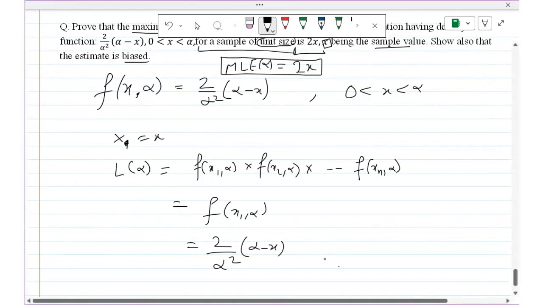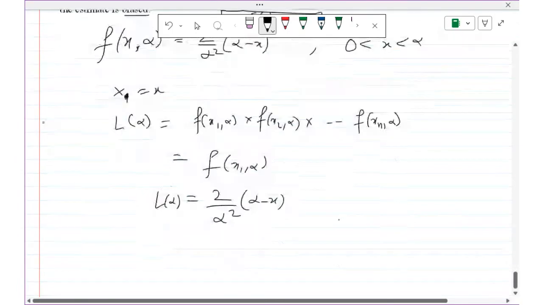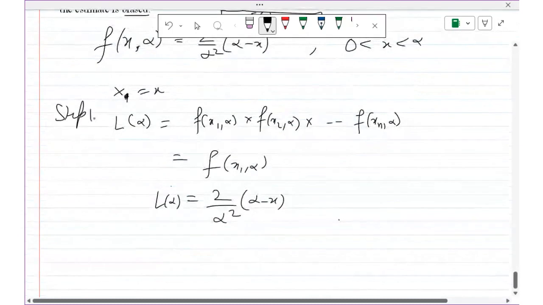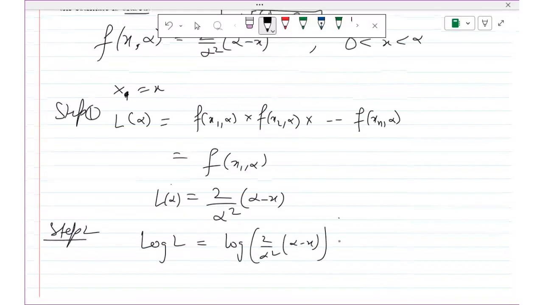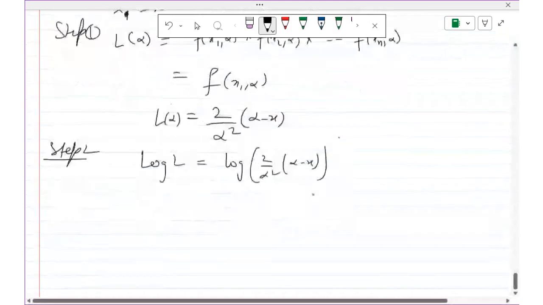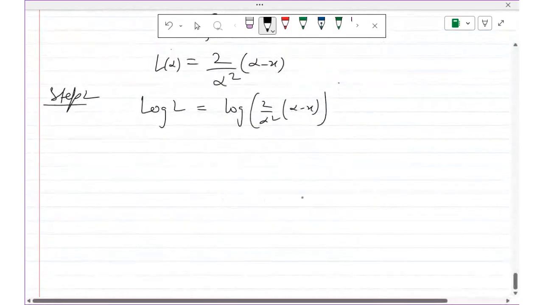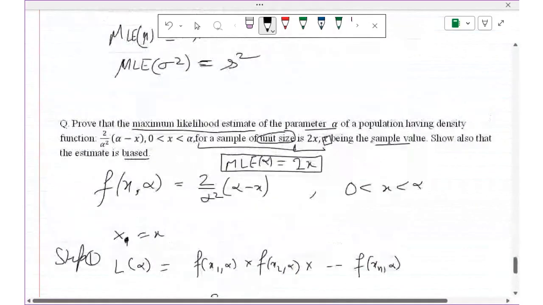You will find log L is required. Step 1, step 2, to make your calculation easy, you can find log L. So log of 2 upon alpha square into alpha minus x. Then you simplify this, take the derivative, and keep the derivative equal to 0. You will find the value of alpha comes out to be 2x. This you have to show in step 3. And after that, you also have to show that this is a biased estimator.